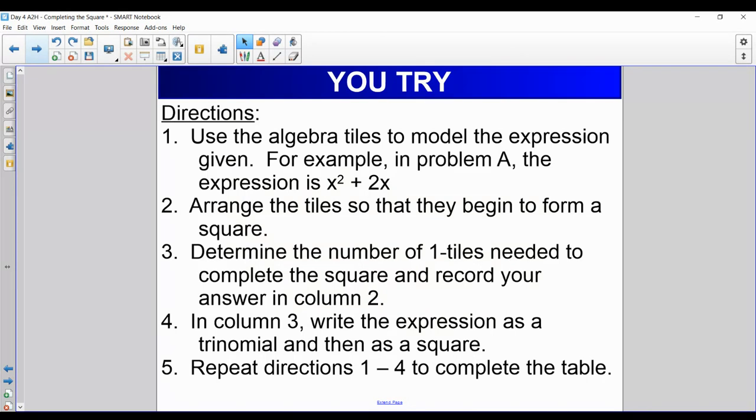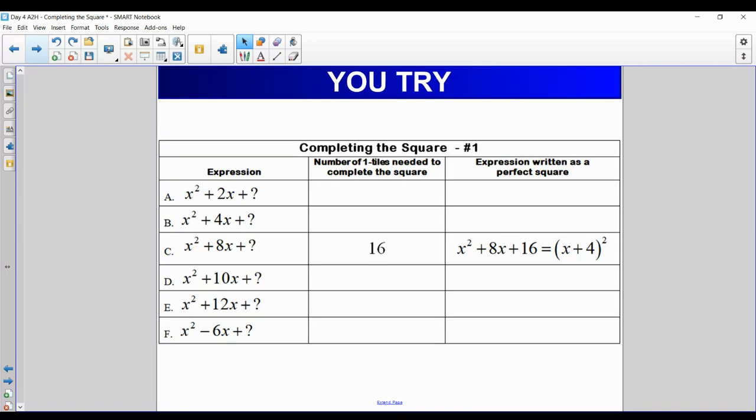You're going to arrange tiles so that they form a square and figure out how many of the little tiny square tiles you need, and then write an expression as a trinomial. So here's the form you're going to fill out. You can maybe make one on your own paper and just fill these out, building these with your algebra tiles.